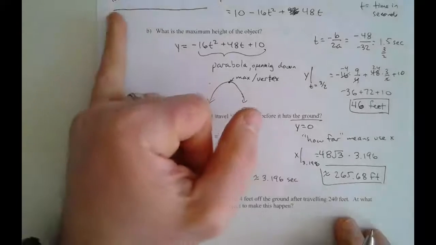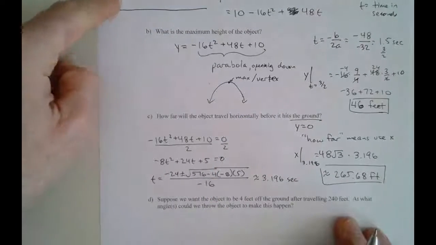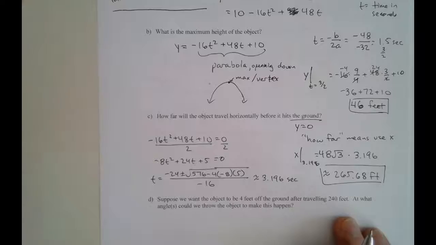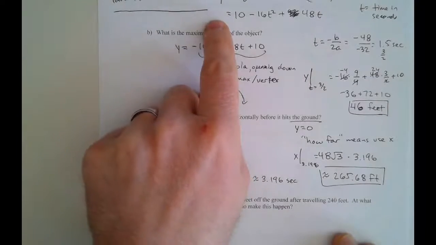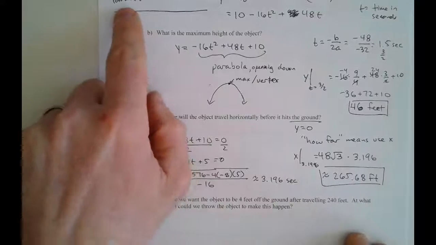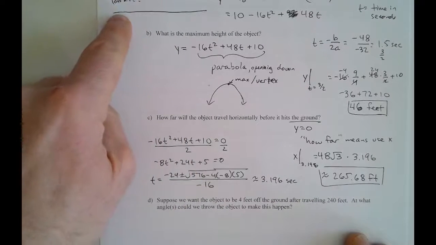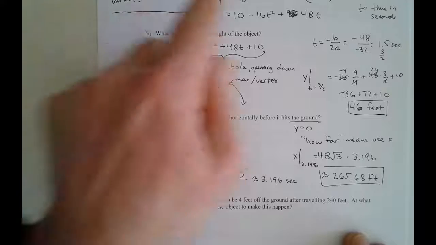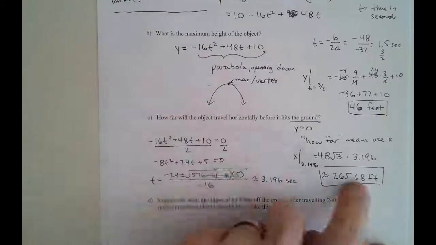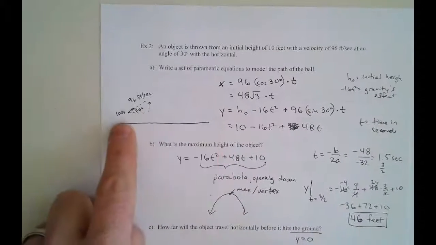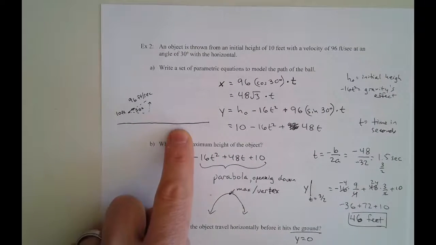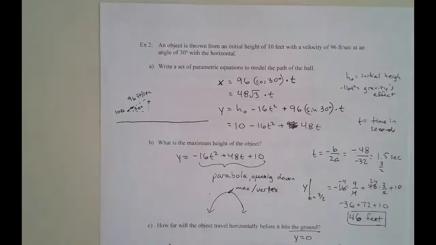If you're thinking about where you would need to stand to catch the object, or where it is going to land in distance away, this is going to be, if this is the house or the building you shoot it from, then it's going to land 265.68 feet away. Whoops, this is the building. It's going to land 265.68 feet away. So that's what part C is asking.